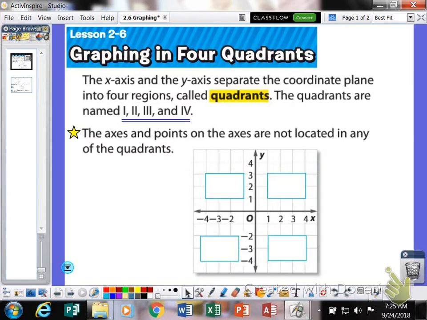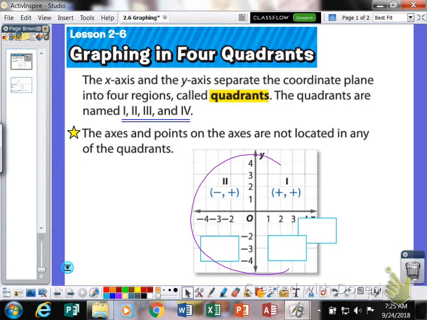Remember that it makes a C. So if you're making a C, we start in the rightmost corner, and this is quadrant 1, and the ordered pair is plus, plus, positive, positive. Then quadrant 2, where we have a negative x and a positive y. Quadrant 3, where we have a negative x and a negative y. And then in quadrant 4, where we have a positive x and a negative y.